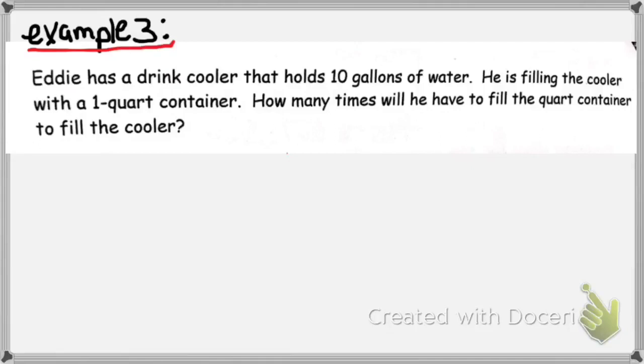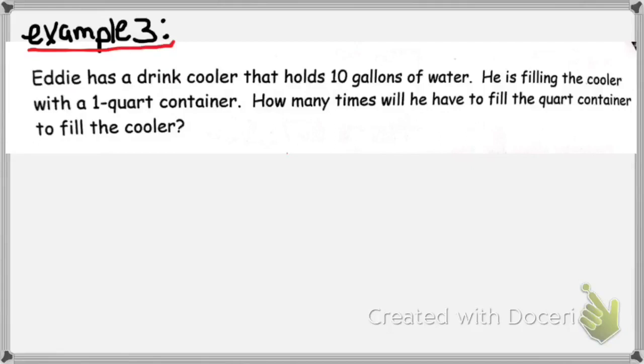So when I'm picturing this, I'm thinking about Eddie, a boy who I had in my class a few years ago. I'm thinking about one of those big orange Gatorade coolers, right? It's going to hold 10 gallons of water. Well, I know he can't bring that to the sink and fill it, because how is he going to carry that thing filled with water? So instead he has a 1 quart container.